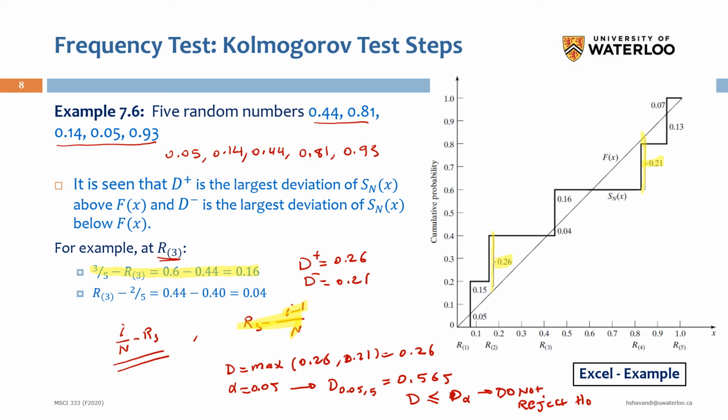Okay, so that's it. In the next part, we will have the chi-square method for testing the uniformity. Okay, thank you.